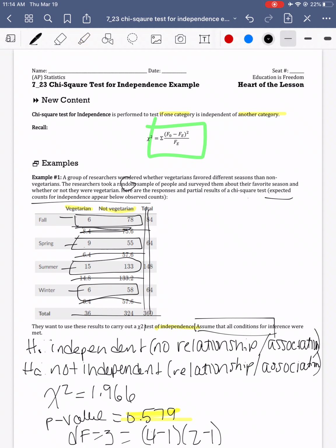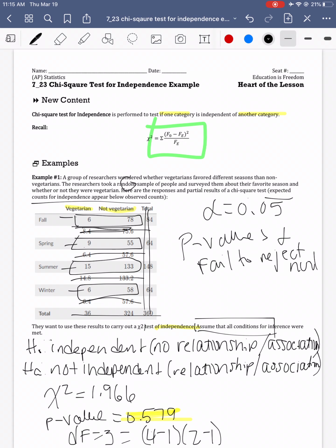Because we are not given an alpha in this problem, we're going to say alpha is 0.05. And so our p-value is definitely greater than alpha. So we are going to fail to reject our null, meaning there is no relationship, or there is independence, between vegetarians and non-vegetarians. So that is our final conclusion.